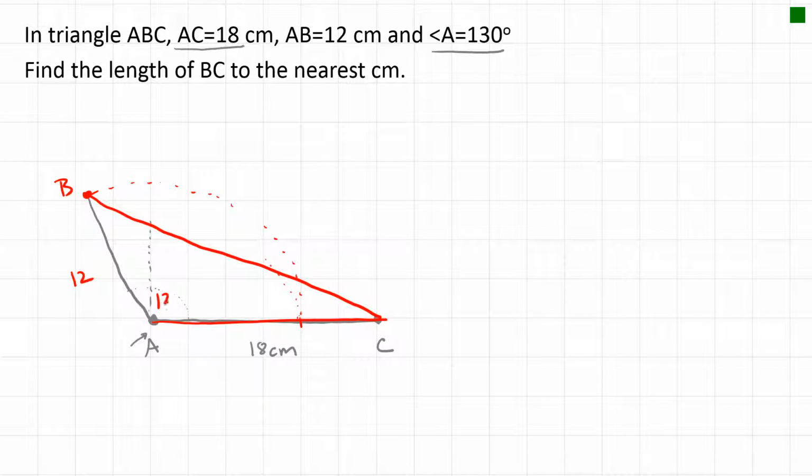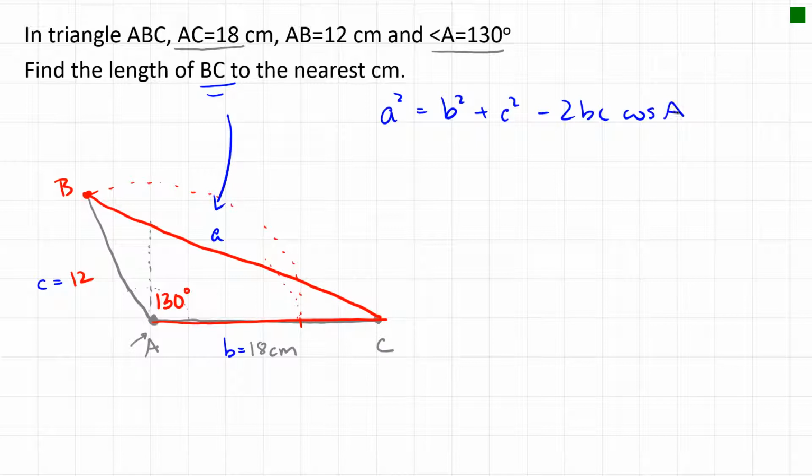And I know this is 130 degrees. So now I'm going to label my sides. This is little b, this is little a, the one I don't know, and little c is over here. And I have to use the cosine law because I don't have any pairs of angles and sides. And I'm looking for BC, which is a. So I'm going to use my cosine law: a squared equals b squared plus c squared minus 2bc cosine A. And I don't have to do any rearranging because a is the one I want and it's already on the correct side.